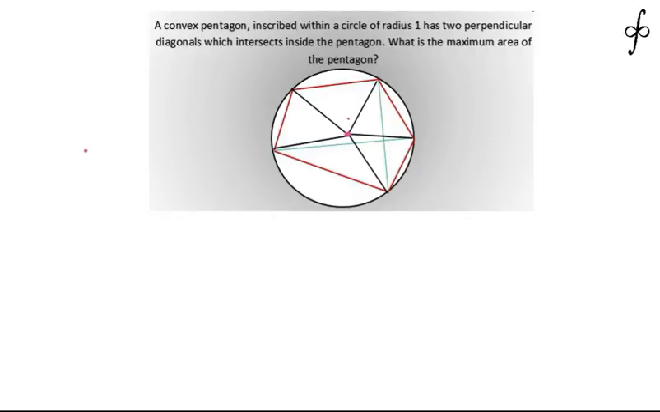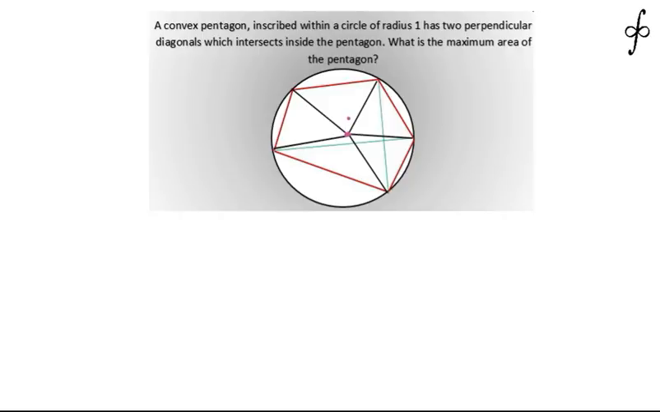Let's discuss the solution of this challenging geometrical problem, which says a convex pentagon inscribed within a circle of radius 1 has two perpendicular diagonals. So these are the two perpendicular diagonals which intersect inside the polygon, or the pentagon. What is the maximum area of the pentagon?